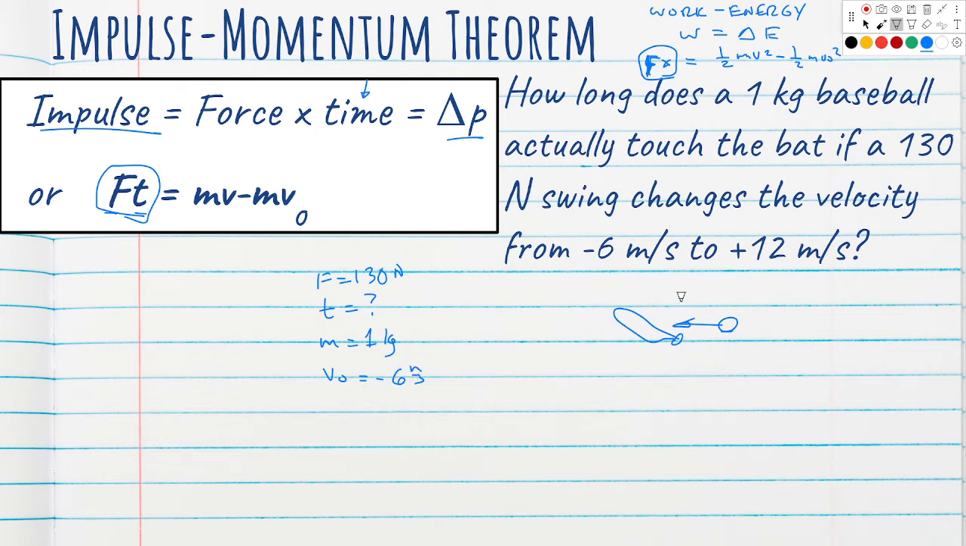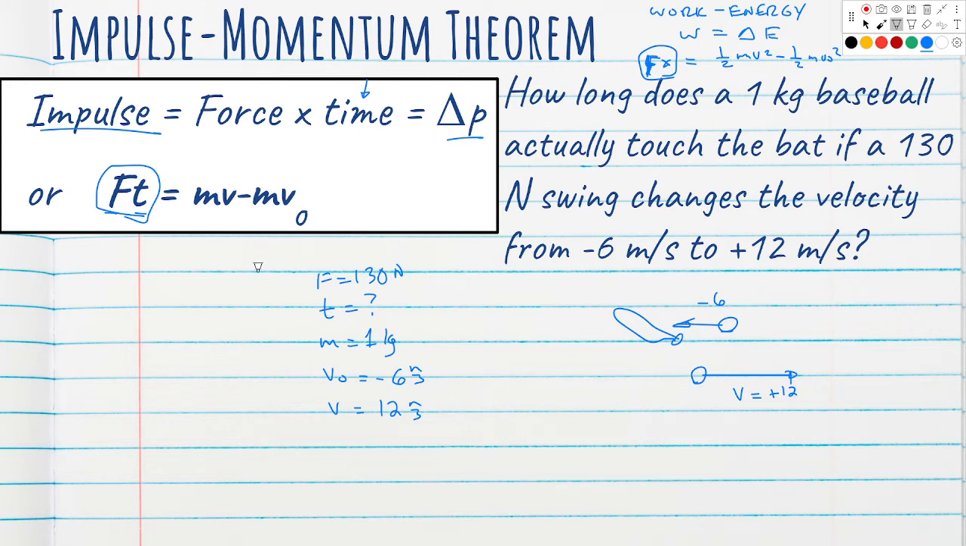Why negative? Because it's going to the left, right? And then after I hit the ball, it's going to be going the other way. So that's a +12. And that's what's happening with those numbers there. But you see how all of those variables are the variables that we have here?